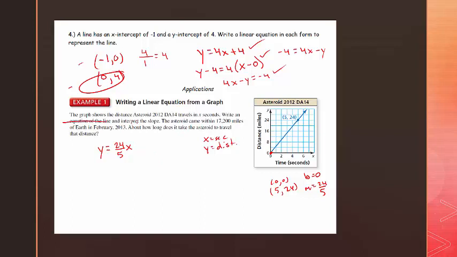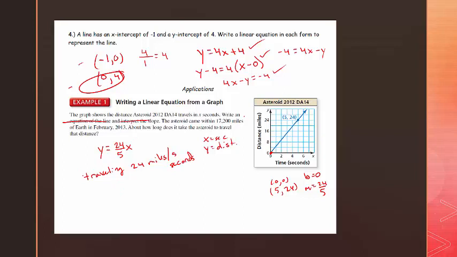Next, it wants you to interpret the slope. That means use the words with the numbers. So it's 24/5. Is that 24 seconds or 24 miles? Oh, okay. So it looks like it is traveling 24 miles every 5 seconds. All right, so we interpreted the slope.